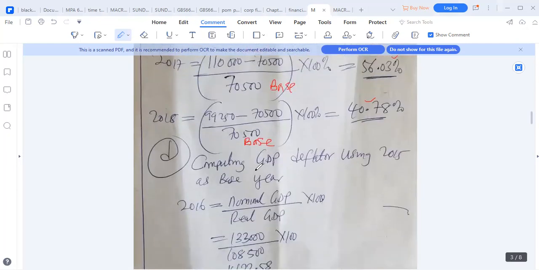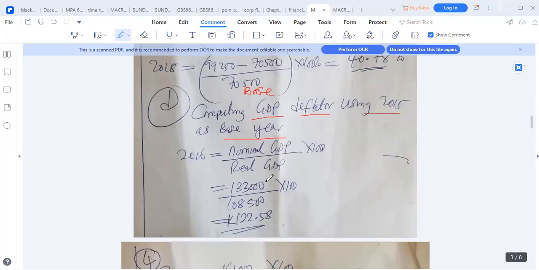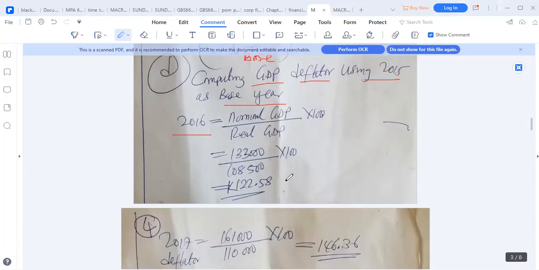Then computing the gross domestic product deflator using 2015 as a base year. The formula is nominal GDP over the real GDP. This is how you find the deflator. So the formula to use is nominal gross domestic product over the real gross domestic product. So the deflator here is 122.58. This is based on part D of the question.